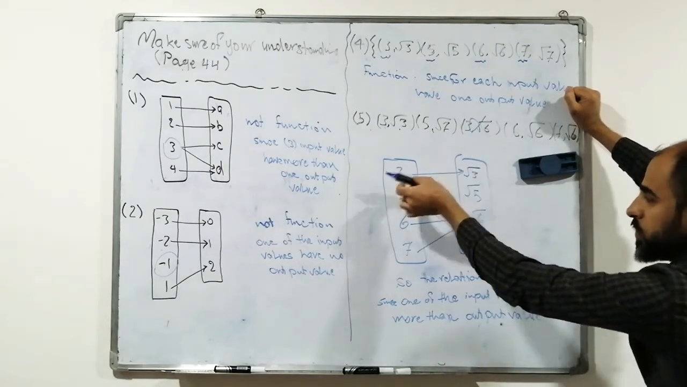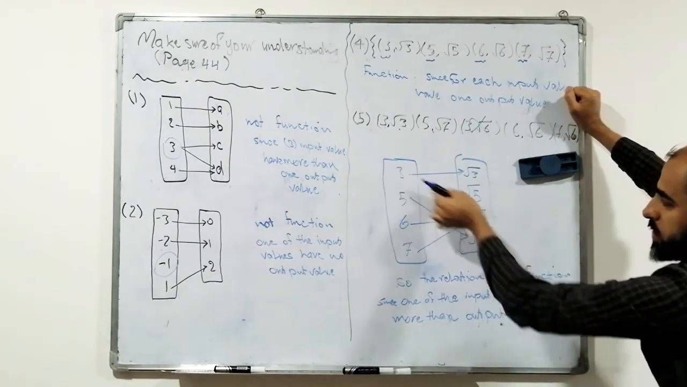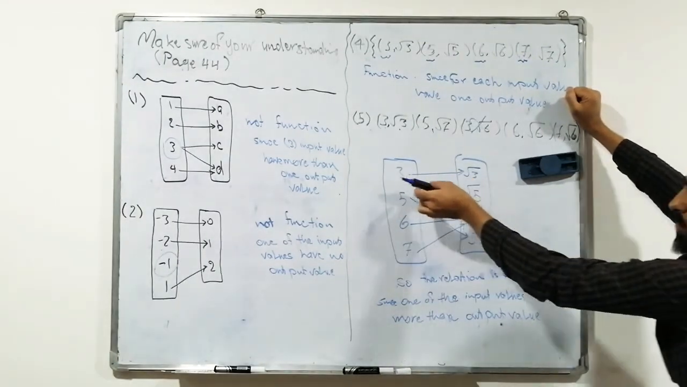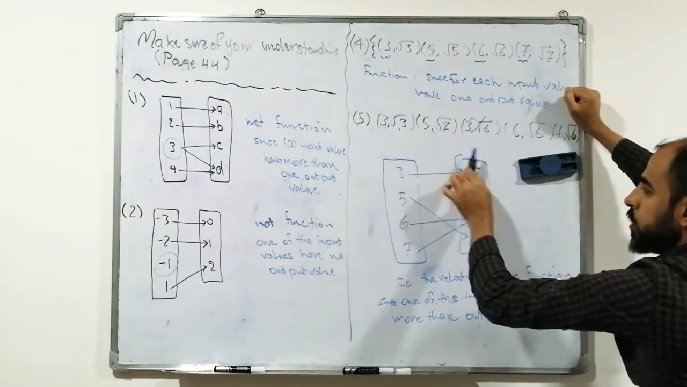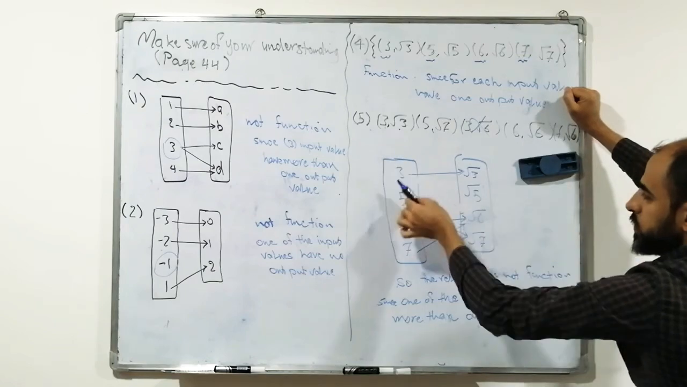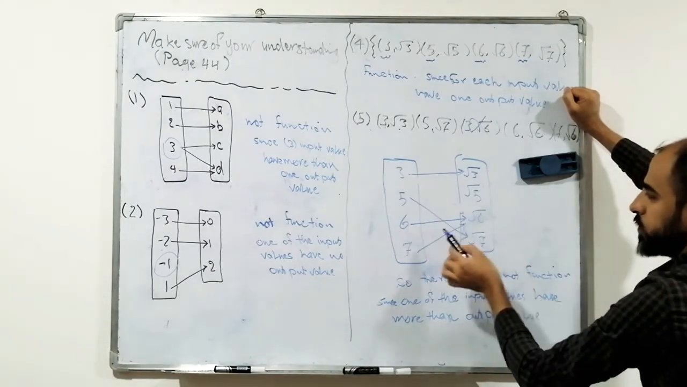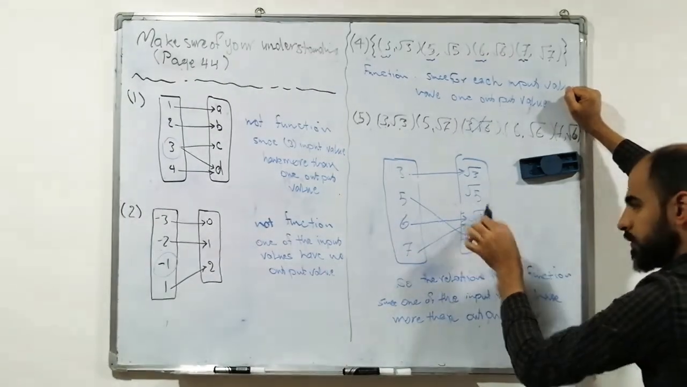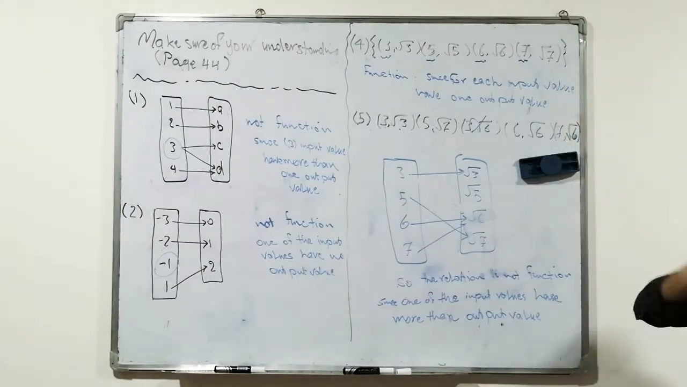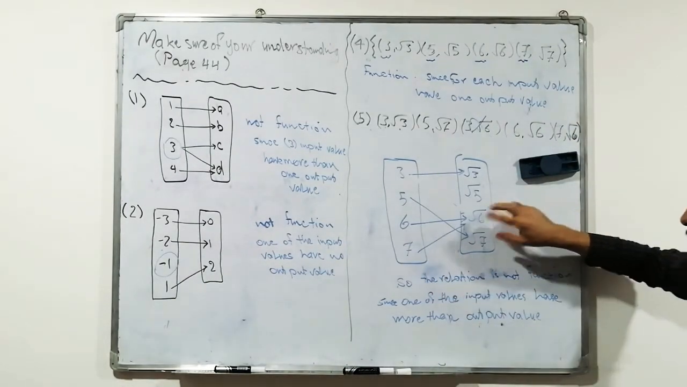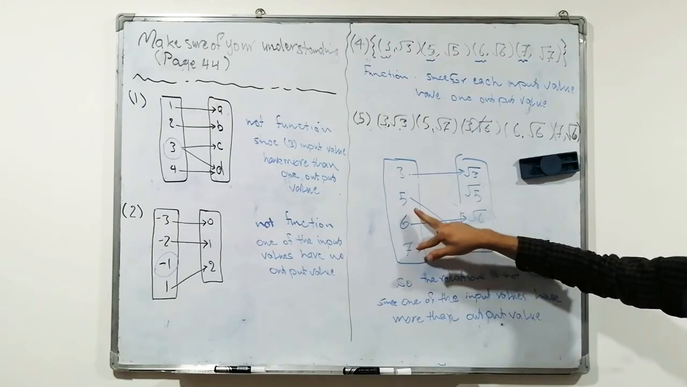Why? Because if we delete this relation between 3 and square root of 6, we have one output value for each input. Students, there is no problem if we have one output value for two input values.